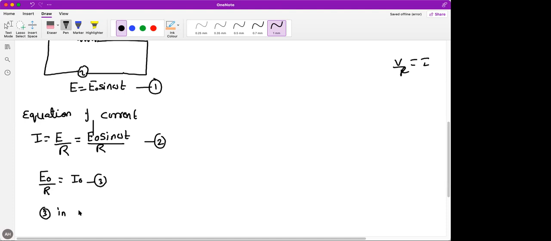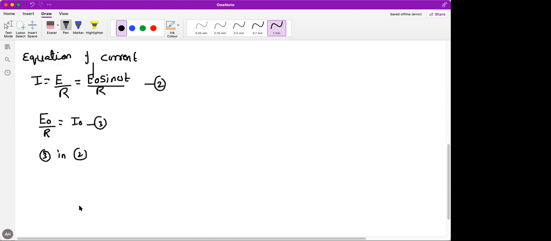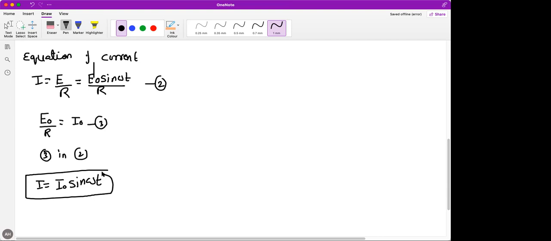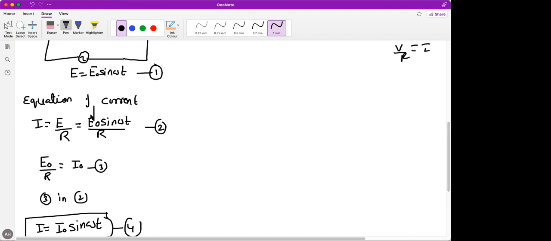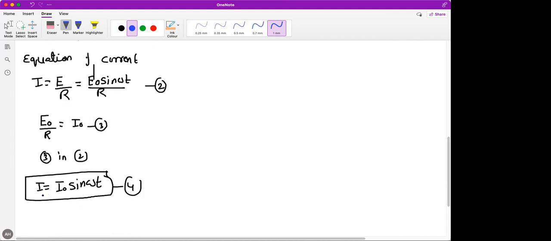When I put 3 in 2, instead of E naught by R, I'm writing I naught. I is I naught sine omega t now. So this is the first equation that we need, the equation of current. If the equation of EMF is E equals E naught sine omega t, then the equation of current is I equals I naught sine omega t.